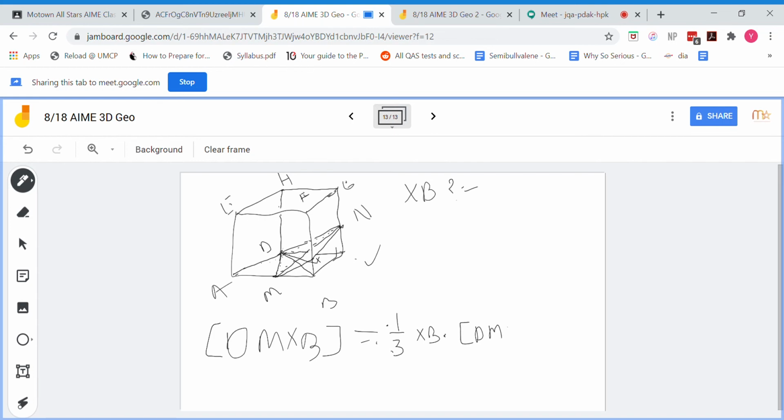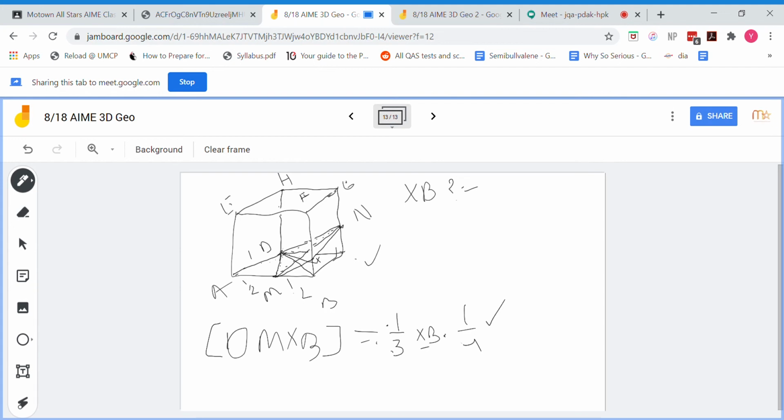And what's the area of triangle DMB? Well, we can figure out the length of DM, right? AD is 1, AM is half, and MB is half. So the area of triangle DMB is simply equal to the height, which is AD, times the base, which is MB, over 2. And so the area of triangle DMB is simply 1/4. And so if we find XB, we can find this. And so this is easy to find.